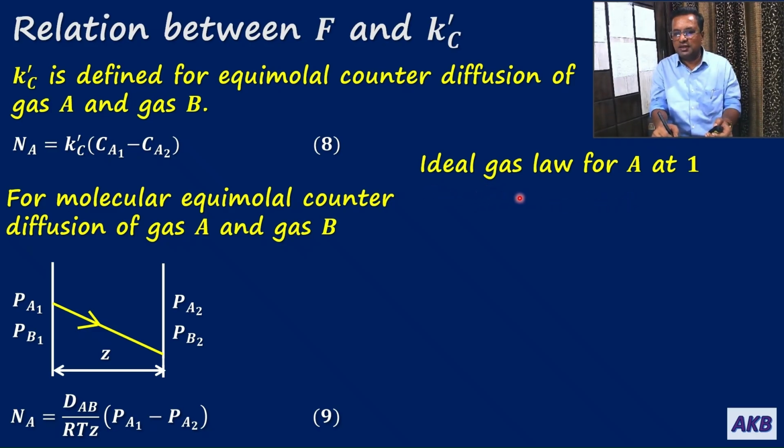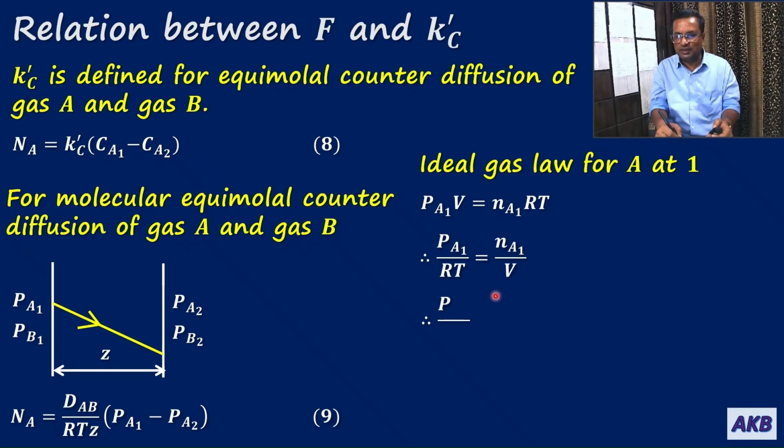So if you apply the ideal gas law for A at 1, it will be Pa1 × V = Na1 × R × T. Partial pressure of A at 1 into V is equal to moles of A at 1 into R into T. That is, Pa1/RT is Na1/V. But Na1/V, moles of A per unit volume, is nothing but the molar concentration at 1. So Pa1/RT is nothing but Ca1. That is, Pa1 is Ca1 × RT. So the task is, in equation number 9, we will be replacing Pa1 with Ca1 × RT.